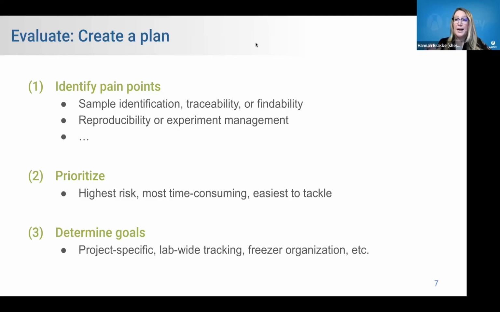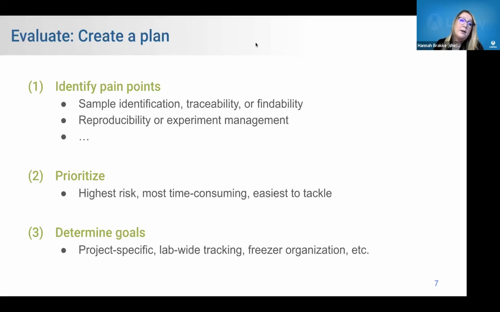So those folks that are spending several hours in the freezer looking for samples, perhaps that's your greatest need at this point. You want to free up some of that time so they can get back to the actual science. Or sometimes it's easiest to prioritize those things that are easiest to tackle, right? If it's something like freezer management, you might be able to tackle that much more simply than something like the reporting piece of it, or something like that.